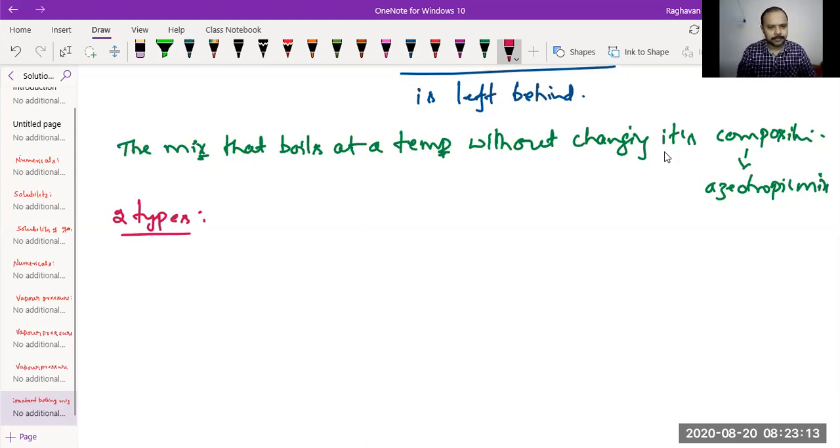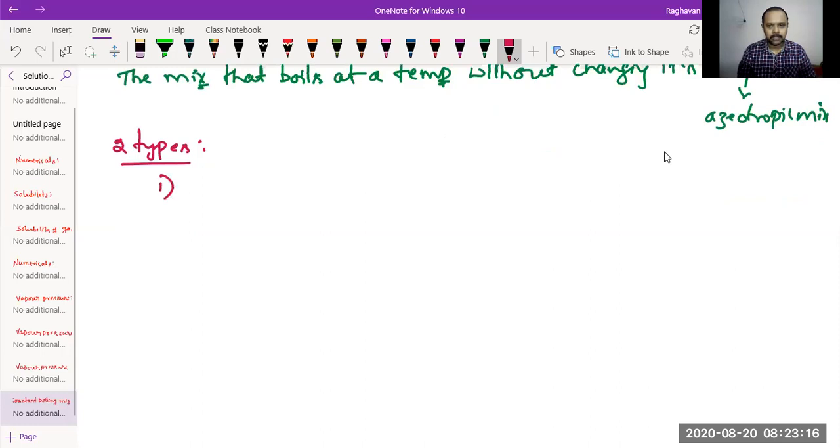Okay, so here there are two types. Number one: certain liquid mixtures boil at a temperature lower than the boiling point of the individual components. Certain liquid mixtures become azeotropic mixtures and their boiling point will be higher than the boiling point of individual components. So there are two types of liquid mixtures. Number one, minimum boiling azeotropes.